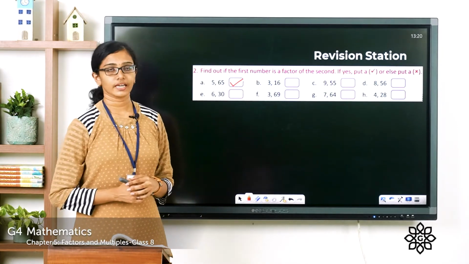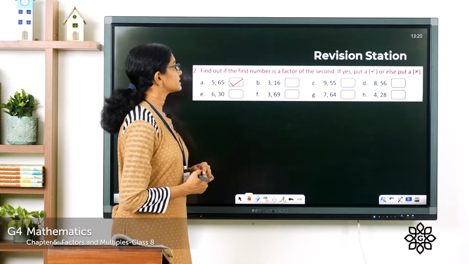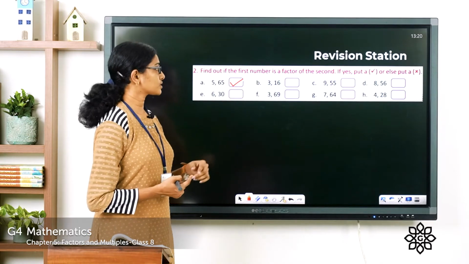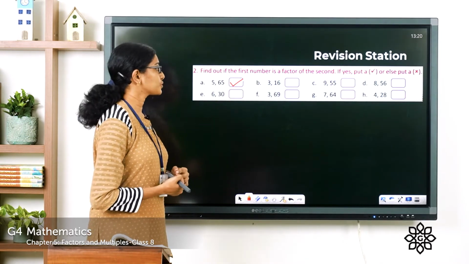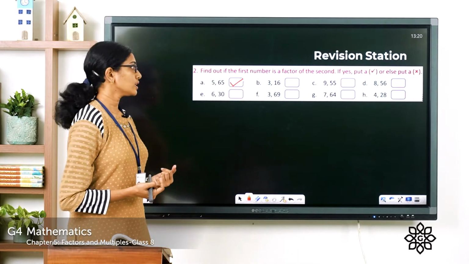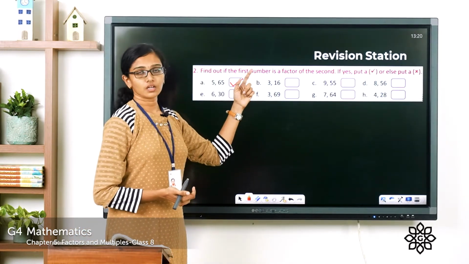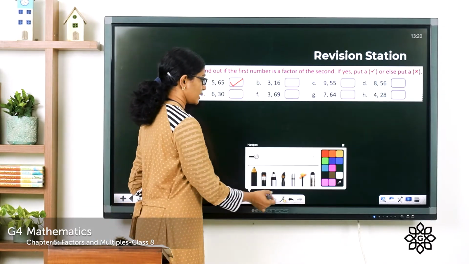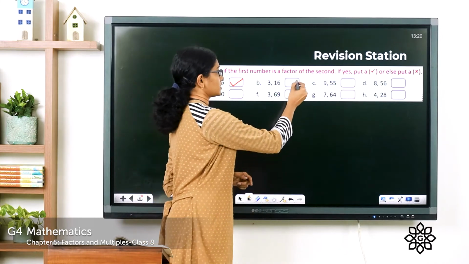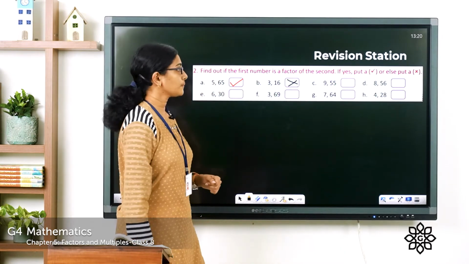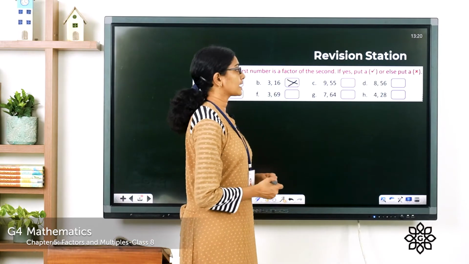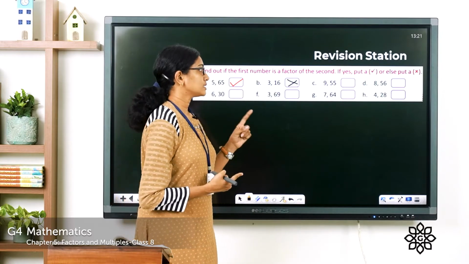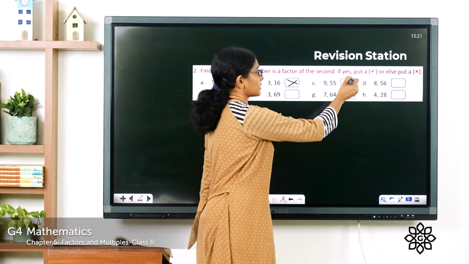You have a few more questions there. Let's see the next one, 3 and 16. Is there any number which can be multiplied by 3 to get 16? No, right? So 16 is not a multiple of 3, or 3 is not a factor of 16. So let's put a cross over there. Now what about question C, 9 and 55? Is 55 a multiple of 9? No. So 9 is not a factor of 55. So let's put a cross over there.